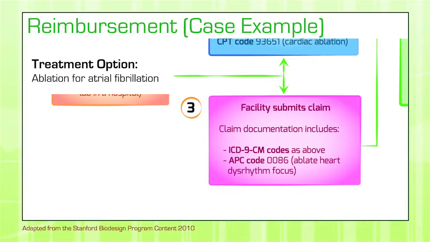So they submit the same type of coding, and they also submit an APC code, which in this case is the 0086 code, which includes ablate heart dysrhythmic focus, a code that will include the procedure done in this sense for the cardiac ablation.